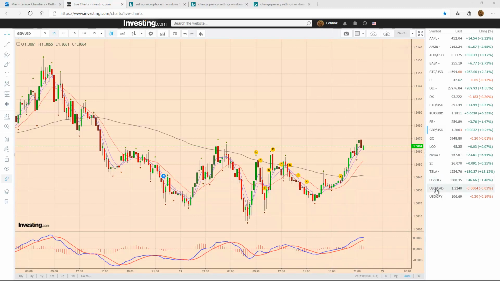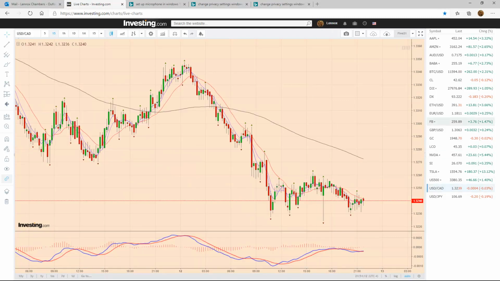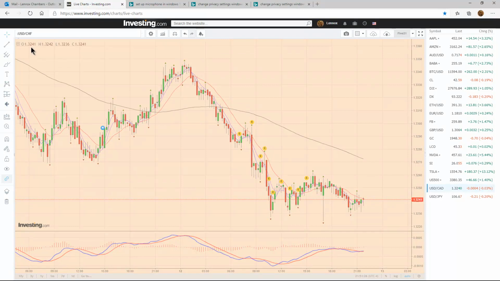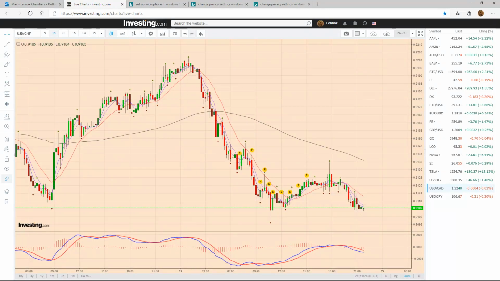What else? We looked at USD CAD, and the expected move for that was the opposite to the downside along with the US dollar, and that's exactly what it did. USD Swiss, I can put that one on as well. Also New Zealand. So USD Swiss to the downside, again, we were sitting right here, and the move was to the downside as expected.